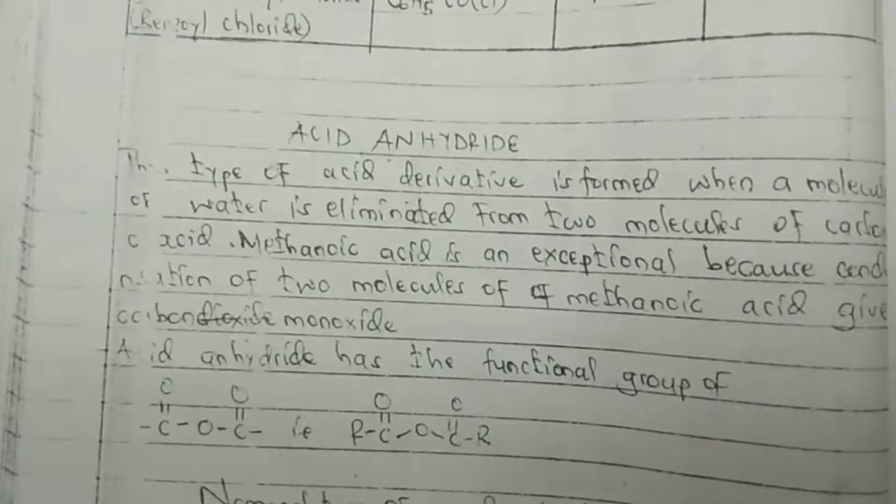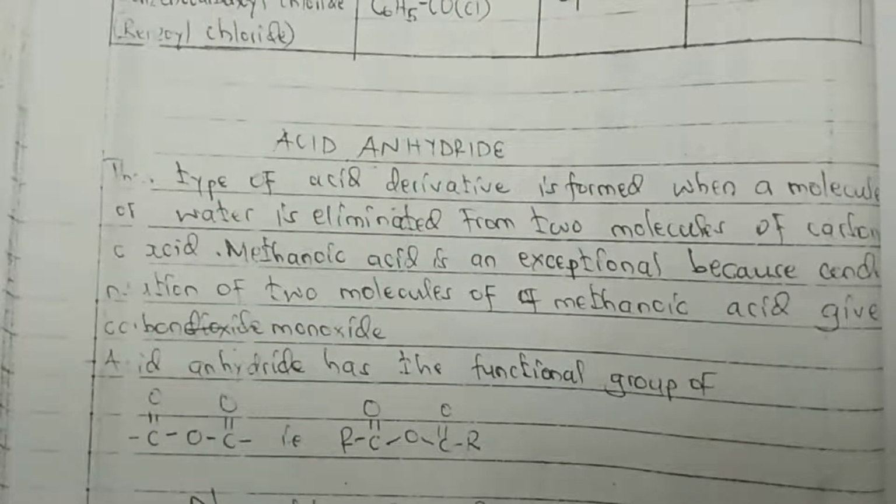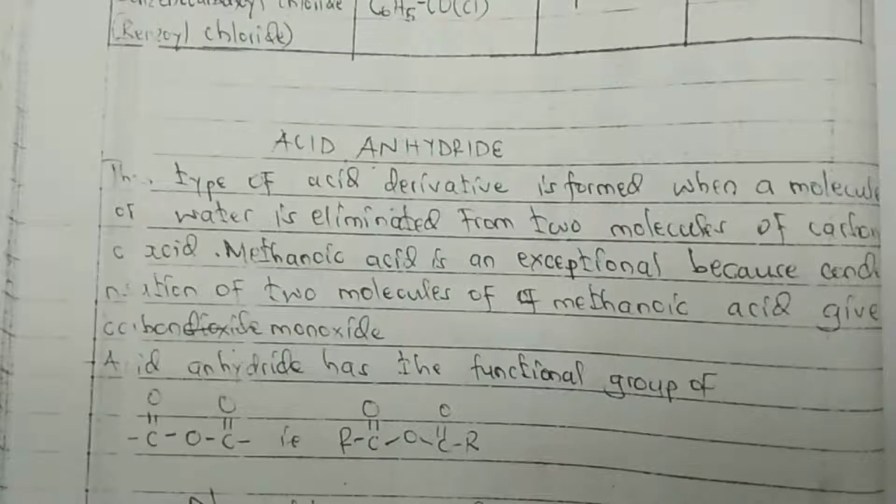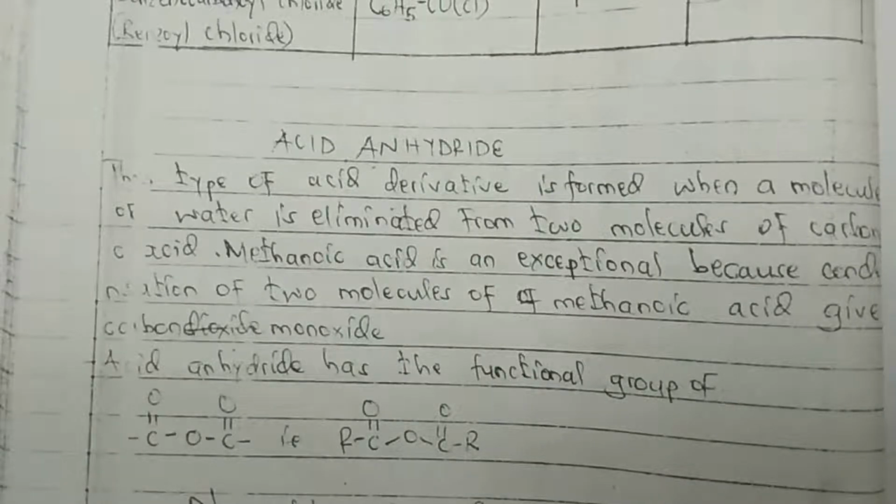So this type of acid derivatives is formed when a molecule of water is eliminated from two molecules of carboxylic acid. That means there is condensation reaction between two carboxylic acid. Condensation reaction is a reaction ambayo ina involve the removal of water molecule. Kuna reaction hapo ina remove one water molecule na tunaunganisha carboxylic molecules mbili.